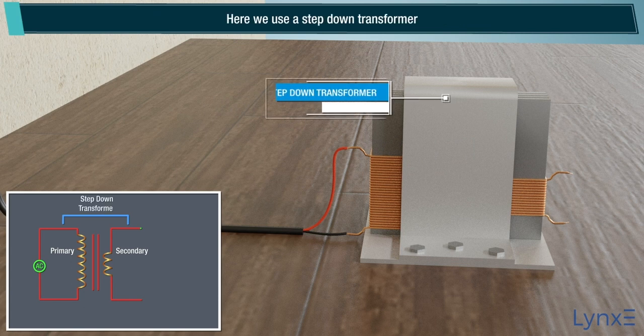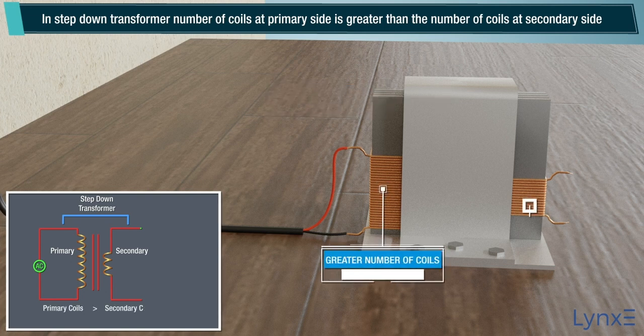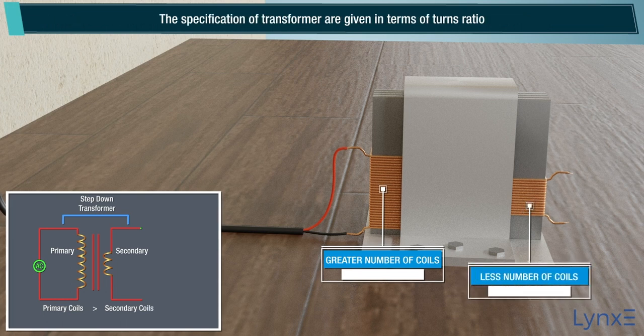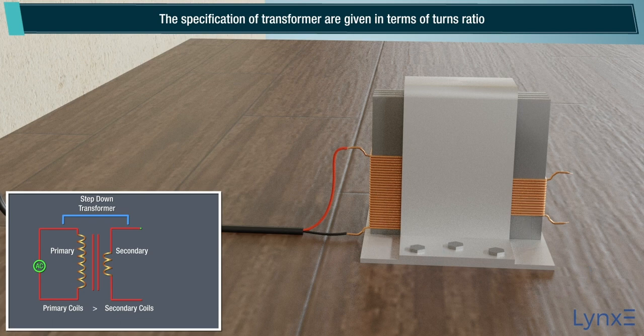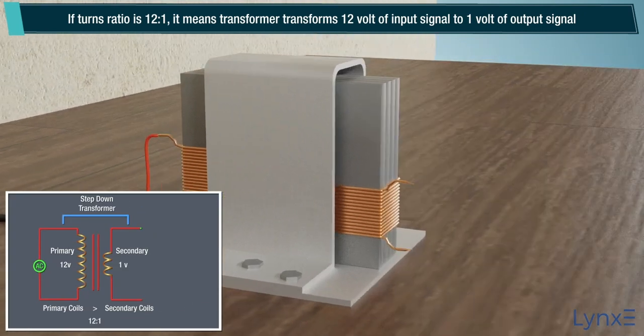Here, we use a step-down transformer. In a step-down transformer, the number of coils on the primary side is greater than the number of coils on the secondary side. The specification of a transformer is given in terms of turns ratio. If the turns ratio is 12:1, it means the transformer transforms 12 volts of input signal to 1 volt of output signal.